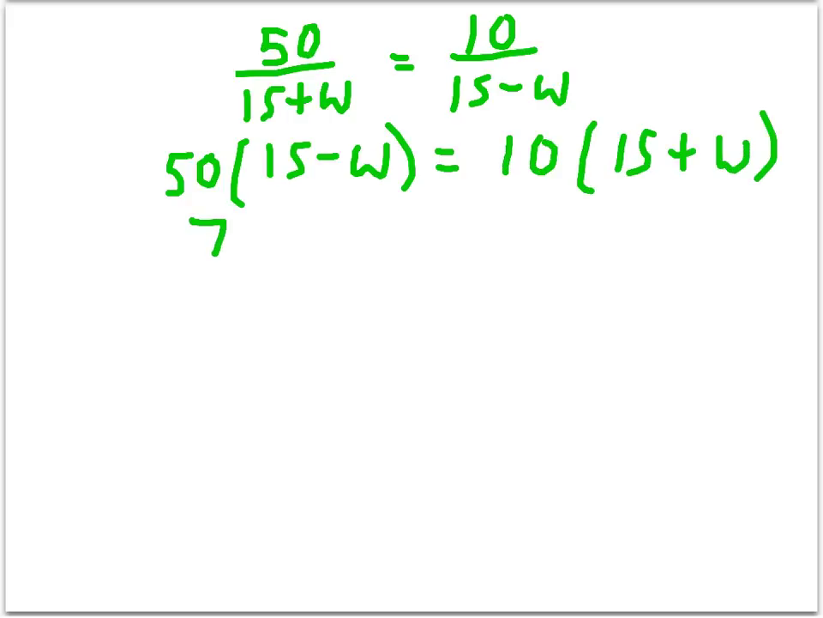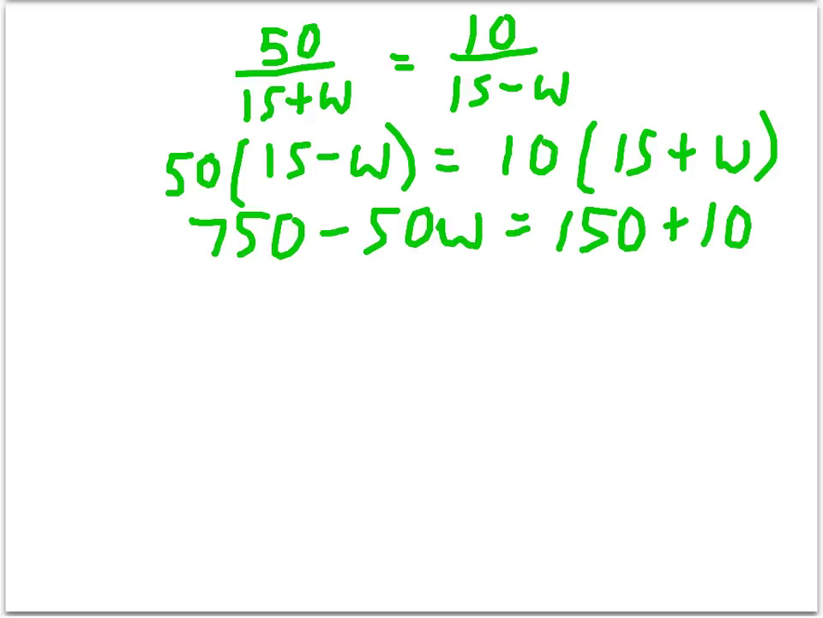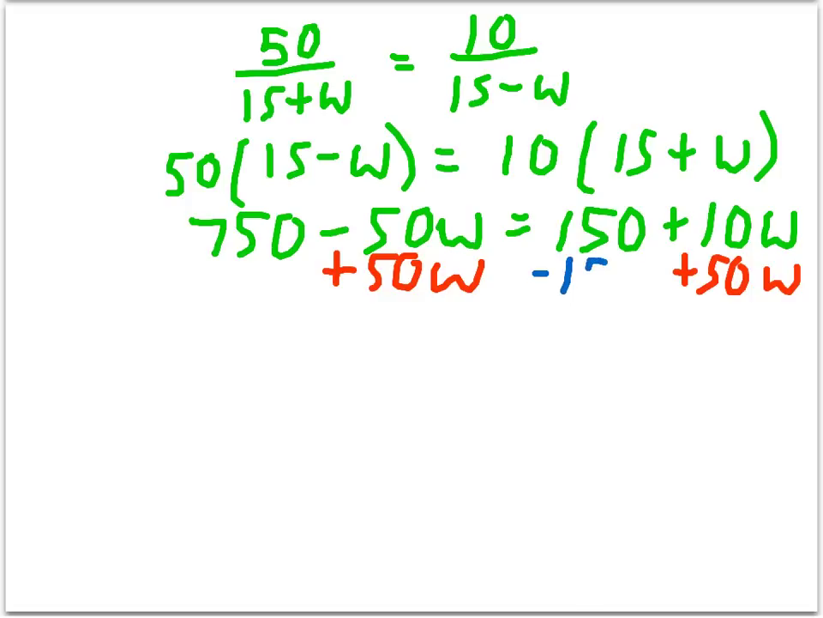Then I can distribute this out. This is actually going to be 750 minus 50w equals 150 plus 10w. I'm going to get all of my w's on the right this time, so I'm going to change pen colors here. I'm going to add 50w to each side. And at the same time, just to make things a little bit nicer and save a little bit of room, I'm going to try to get all my numbers on the left. So that means I'm going to subtract 150 from each side here.